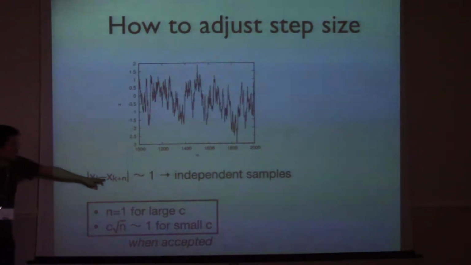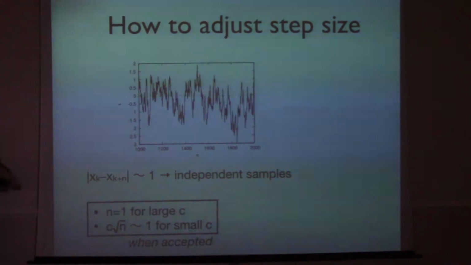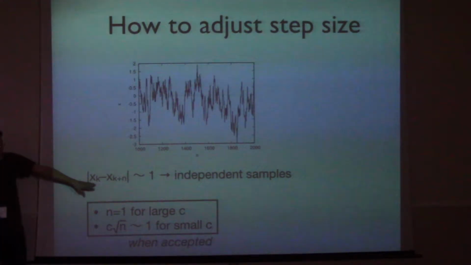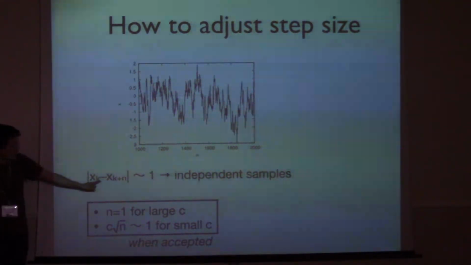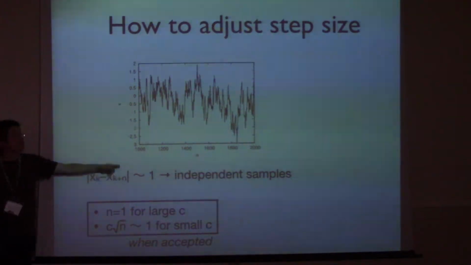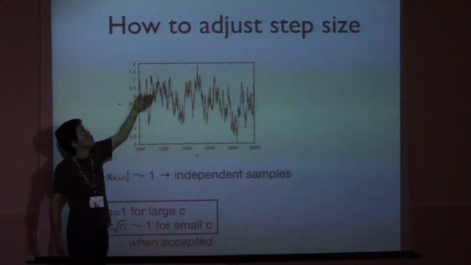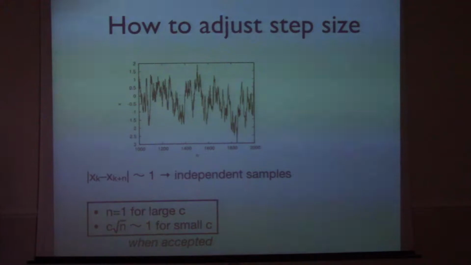If xk and xk plus n are too close, the change is too small and they are not really independent. If the difference is order 1, we can roughly call them independent samples. We should see how efficiently we can make independent samples, so we have to figure out how many steps are needed for the configuration to forget the past.